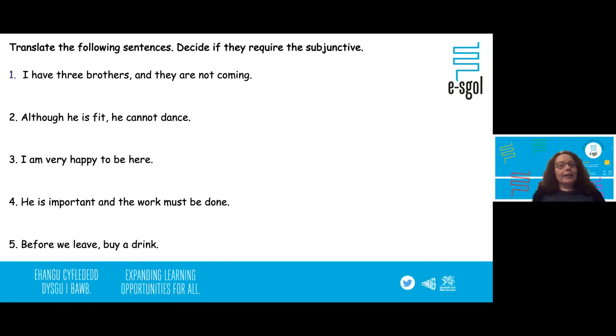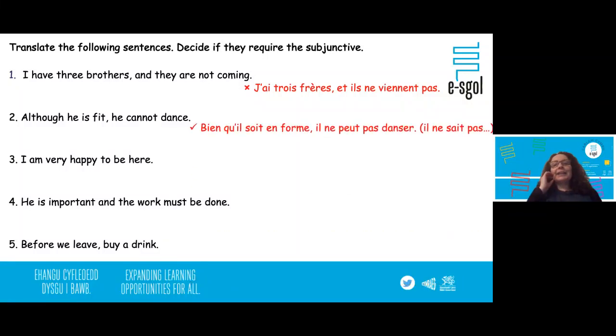So number 1, I have 3 brothers and they are not coming. So the answer would be j'ai 3 frères et ils ne viennent pas. Pas de subjonctif. Numéro 2, although he is fit, he cannot dance. Bien qu'il soit en forme, so bien que takes the subjunctive, so we got soit there, en forme, il ne peut pas danser or il ne sait pas danser or il ne danse pas.